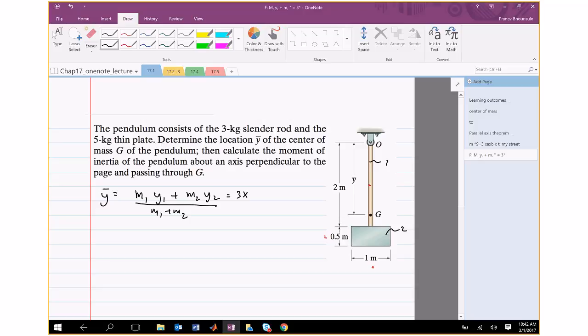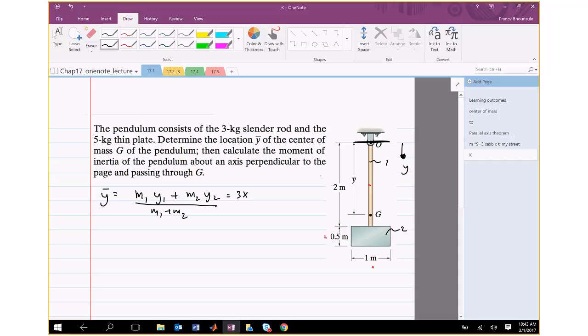Now, when you find the distance, you have to assume a certain origin, a certain axis about which you're going to measure things. In this case, let's say they have already given it to you. The zero origin is right here, so you're going to measure from there, and let's assume that the positive axis is downwards. Okay. So then what is y1? Where is the center of mass of the slender rod? Assuming it's uniform, it's 1, right?